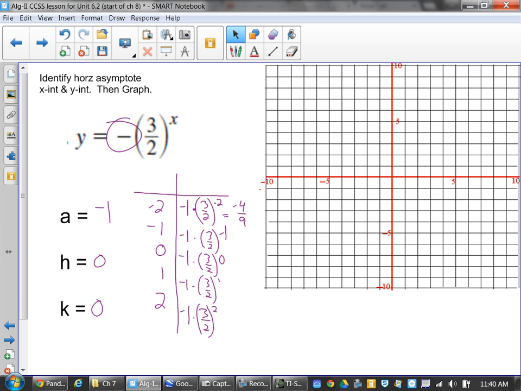All right. 3 halves to the negative 1 is 2 thirds. You flip it right away, so it becomes negative 2 thirds. Negative 0 is negative 1, because that's your y-intercept. Negative 1 times 3 halves, negative 3 halves. And then this is the negative 1, negative 9 fourths. Sometimes you don't have to flip it. See how they pattern out?